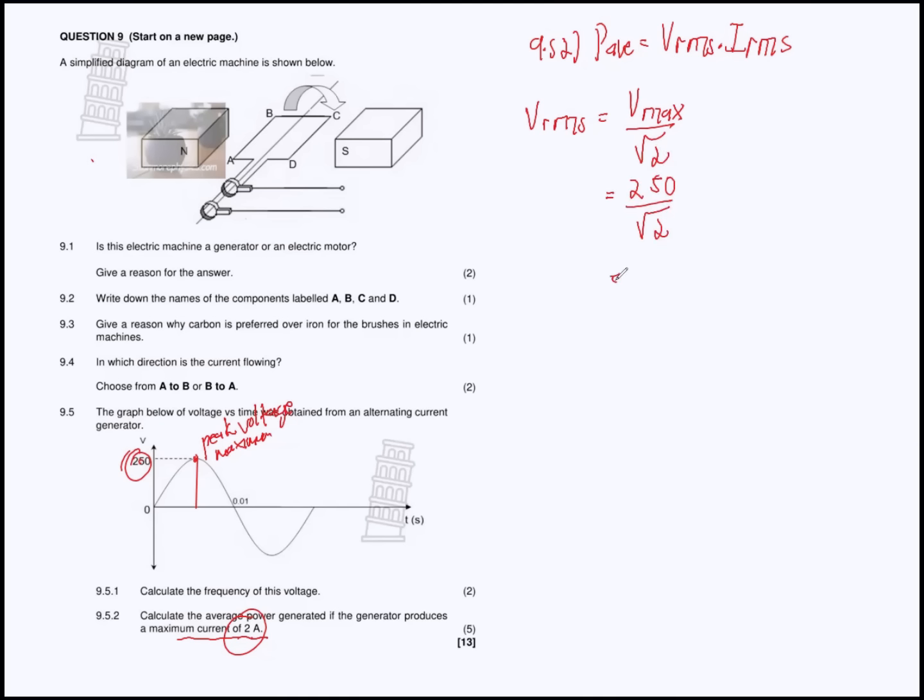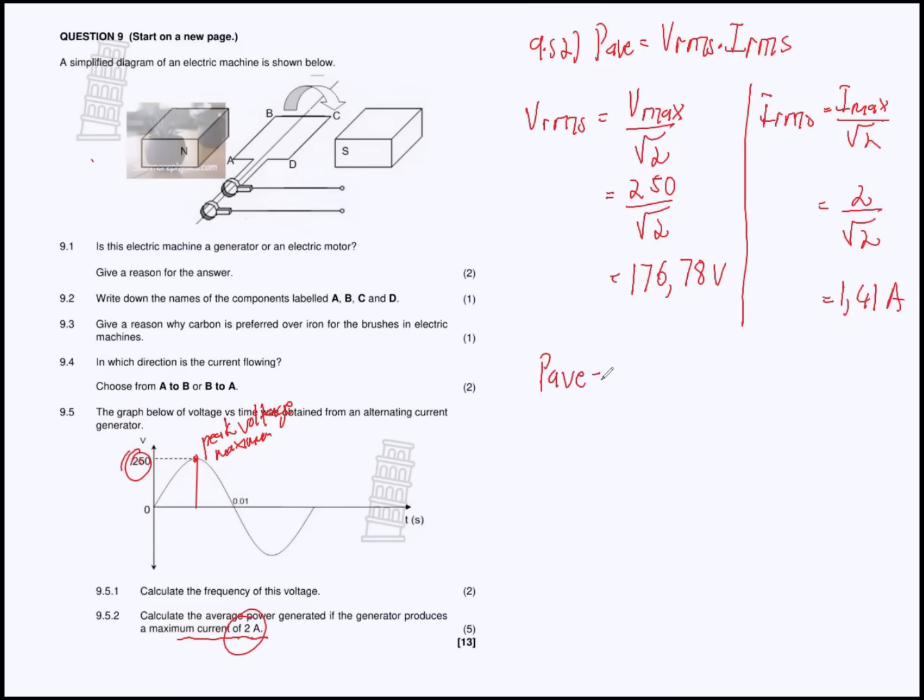Then in your calculator, just go 250 divided by root 2, right? So this is going to give us 176.78 volts, right? Then IRMS is equal to Imax over root 2. So this is going to be 2 over root 2. And when we punch that into our calculator, 2 divided by root 2 is going to give us 1.41 amperes.